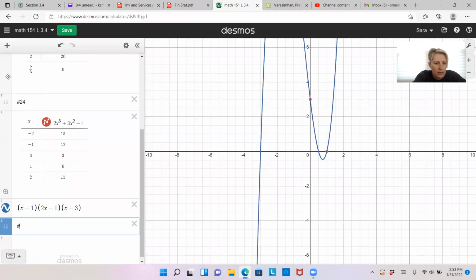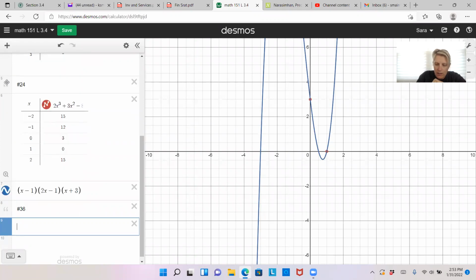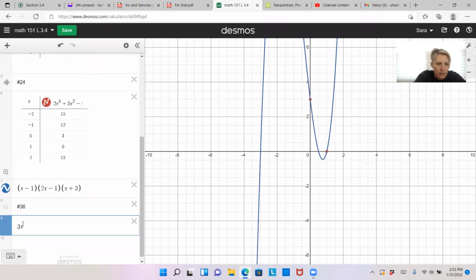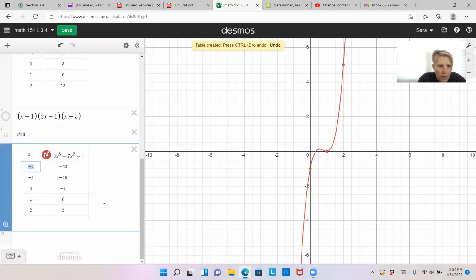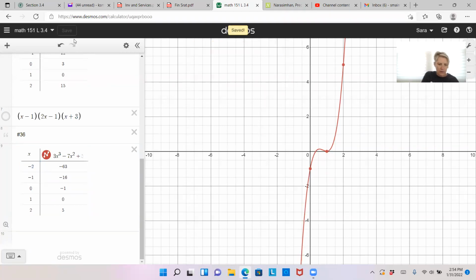Nope, this is number 36. And we have 3x cubed minus 7x squared plus 5x minus 1. Okay. Let me turn off my other groups here. Okay, and I'm going to make my table. And it looks like the number 1 is a 0 again. Ooh, we got lucky. So 1 is a 0, so that will get us started in our synthetic division here.